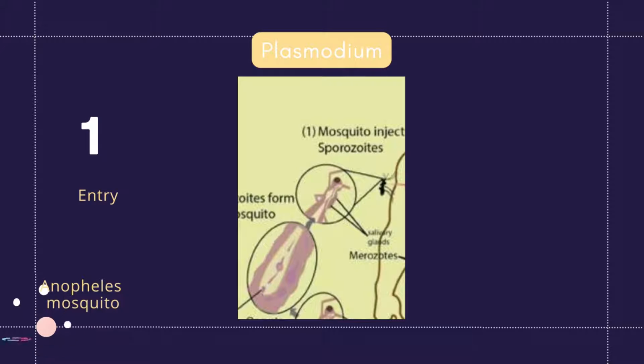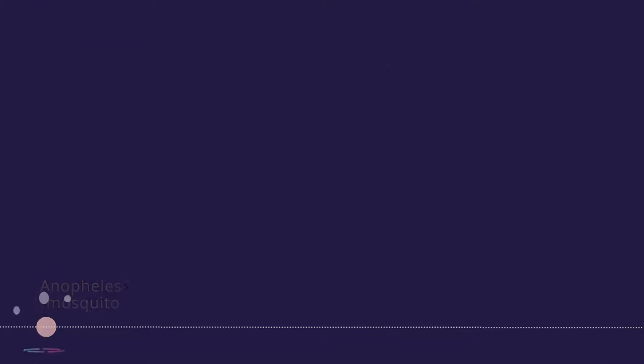Plasmodium is present in the body of a mosquito, but that mosquito is female, and the name for that female mosquito is Anopheles mosquito. Why is it present in the female mosquito? Because the female mosquito needs blood for egg formation, and it causes biting. First step, entry. Plasmodium enters human blood through the bite of an infected female Anopheles mosquito, as you can see in the diagram. The first step has been completed. Plasmodium enters a human body by the biting of the Anopheles mosquito.